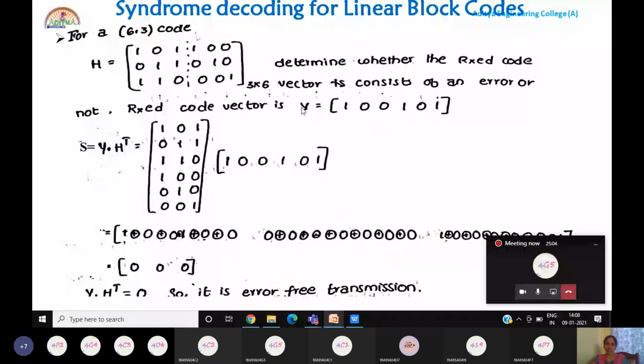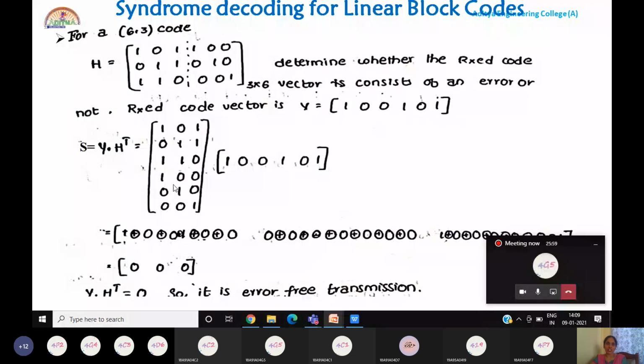Now here you are given the received code vector, and what you have to calculate is: determine whether the received code vector consists of an error or not. Already I told you, to prove that there exists some error, y into H transpose should not be equal to 0. If it is 0, then there is no error. The first property is x into H transpose is 0, and the second property is y into H transpose; if it is 0, there is no error, and if it is not 0, then there exists an error. So y is 1000101.